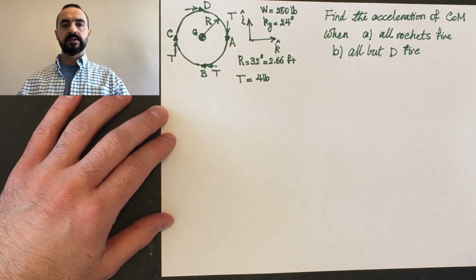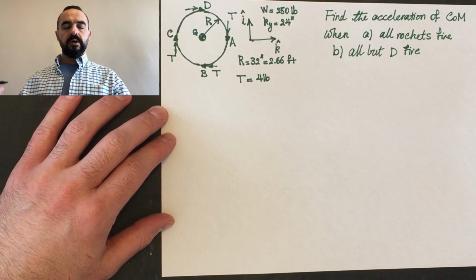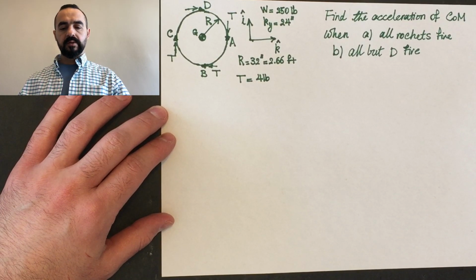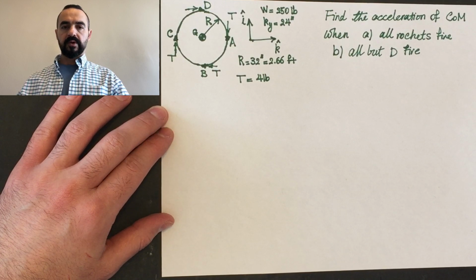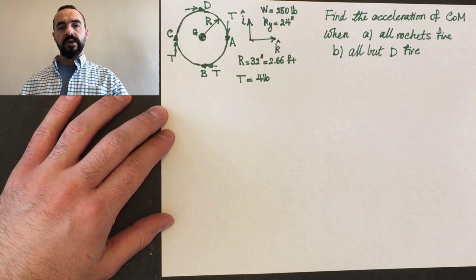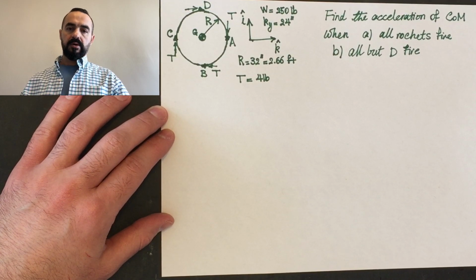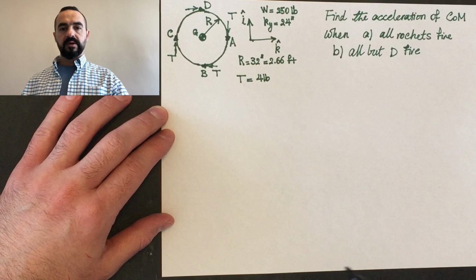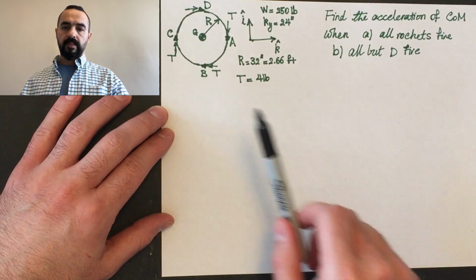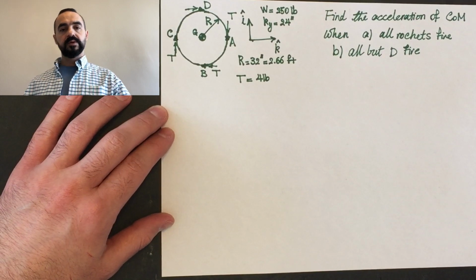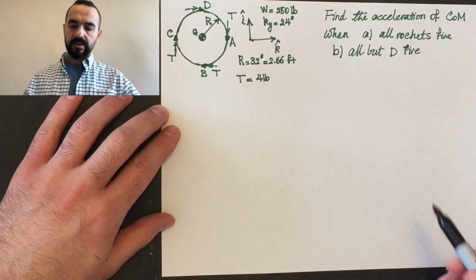In this lesson, I'm going to solve an example where I'm going to use equation of motion for rigid bodies in planar motion to find acceleration of the center of mass of this disc-like structure for two cases. All right.